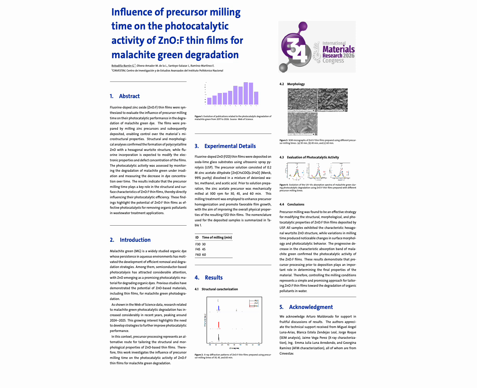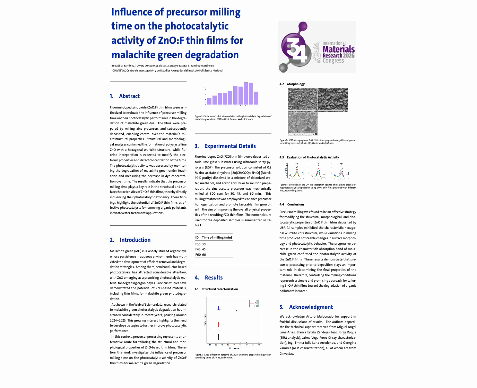The main idea of this work was to investigate whether mechanical milling of the zinc precursor before deposition can be used to modify the properties of the resulting films and consequently influence their photocatalytic behavior. For this purpose, ZnO:F thin films were deposited on soda lime glass substrates by ultrasonic spray pyrolysis, or USP.